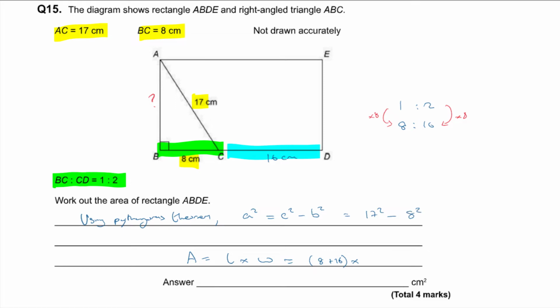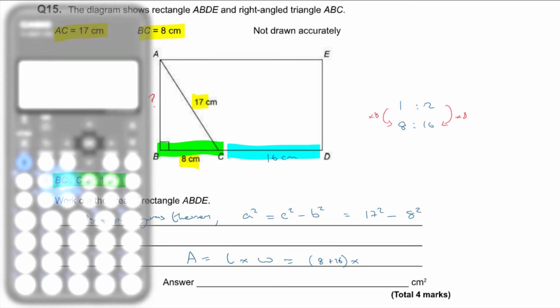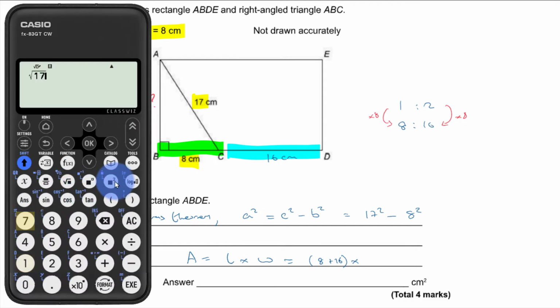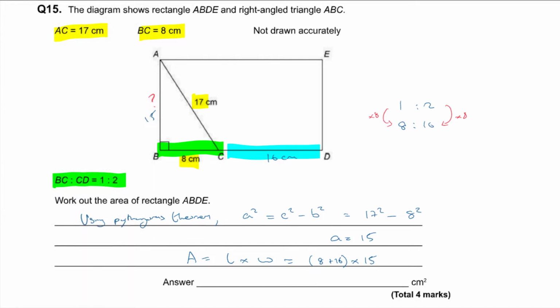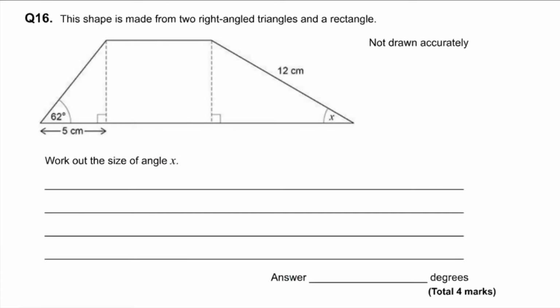Now we're just going to type that straight into the calculator. I'm going to press the root key, and then put the 17 squared minus the 8 squared underneath it, and then write down the answer. That's 15, isn't it? So then a is equal to 15. So that's my side there, 15. That's the width I need to multiply by. So 8 plus 16 is 24. 24 times 15 gives me an area of 360 centimeters squared.